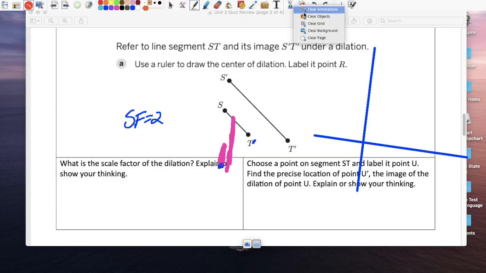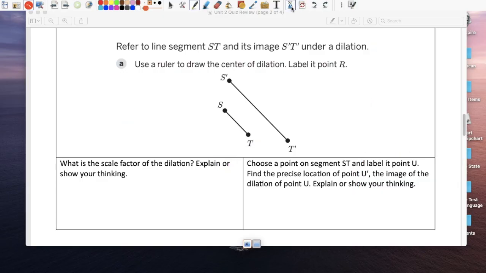Let me repeat this. Clear background. No, clear something. Really? Okay.